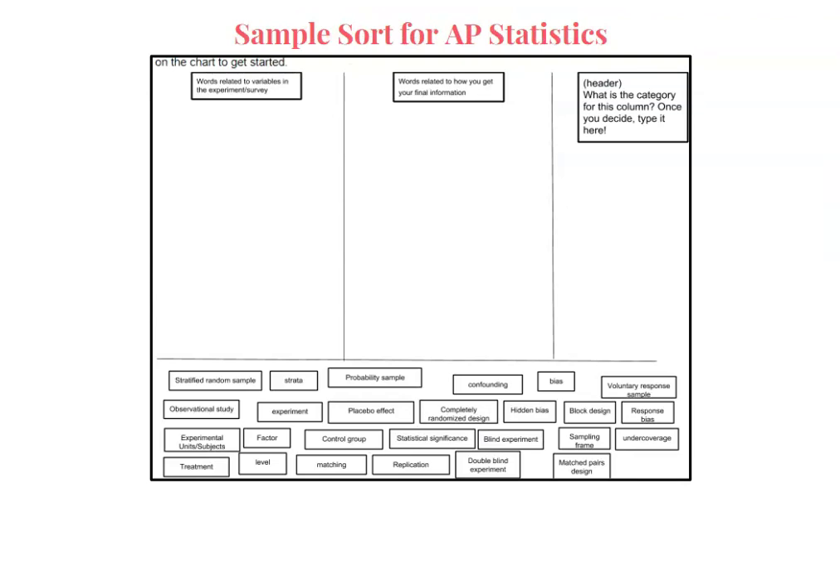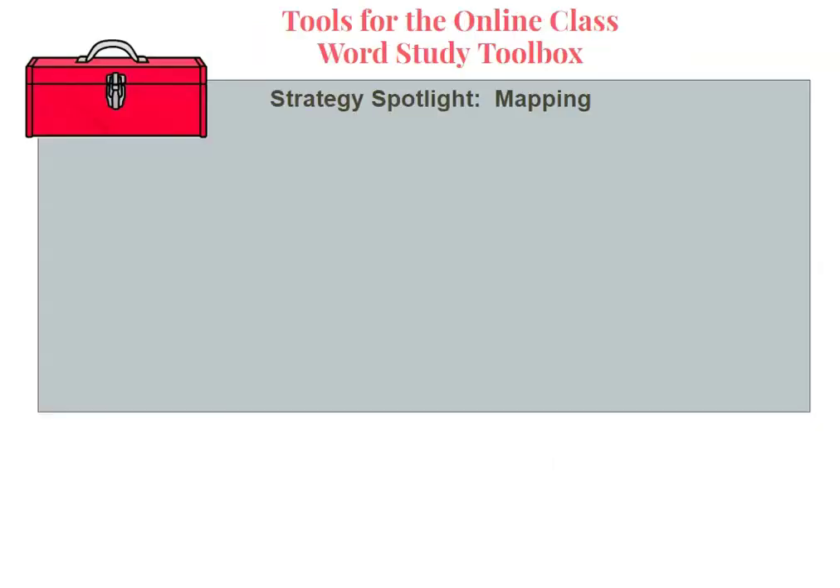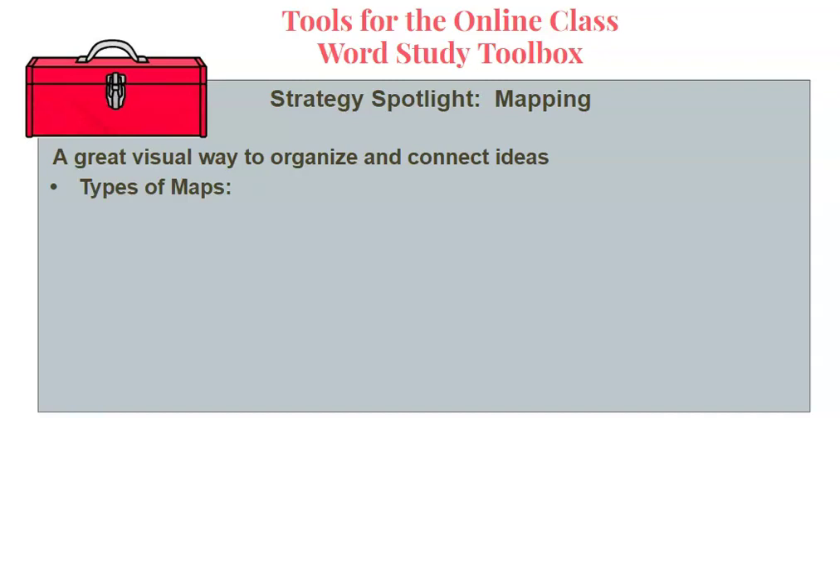We'll get into the mechanics of how to create the sort and teach it to students in the module on sorts. Next is the strategy of mapping. Due to the similar way these activities are completed, this module groups together a few activities. These are all great ways to visually organize and connect ideas. The types of maps in this module will be concept maps, semantic maps, and root webs.